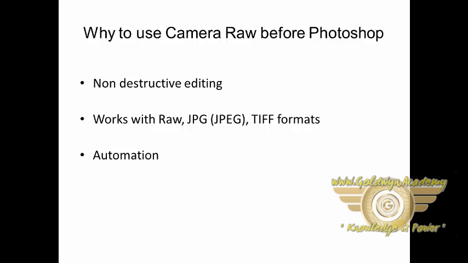Let's say hundreds of files at once. So in this way, you can do a lot of changes with very less time. So automation is a very good feature in Adobe Camera Raw.